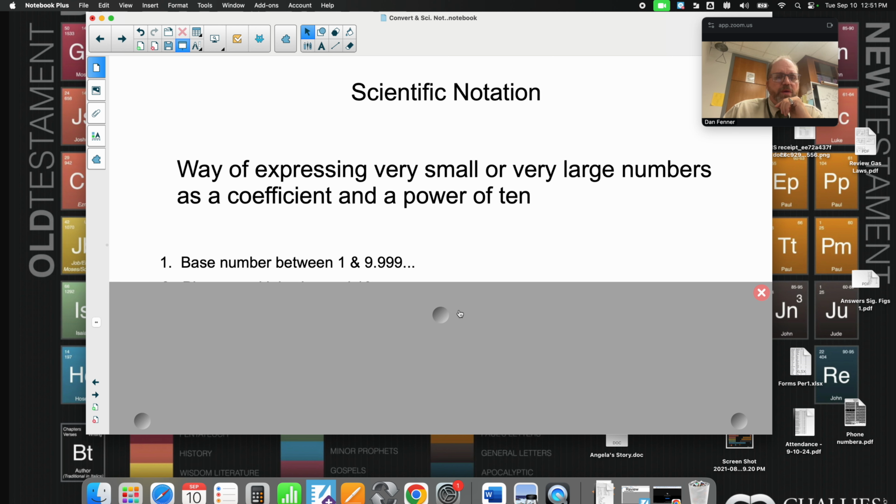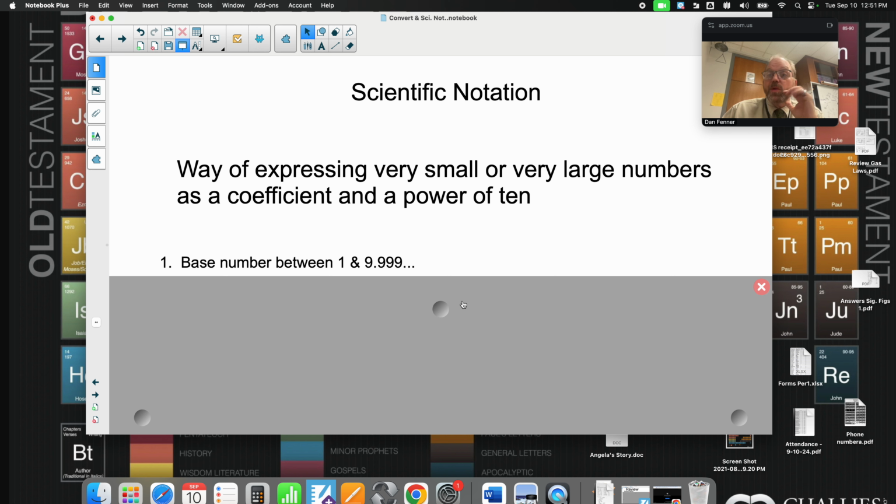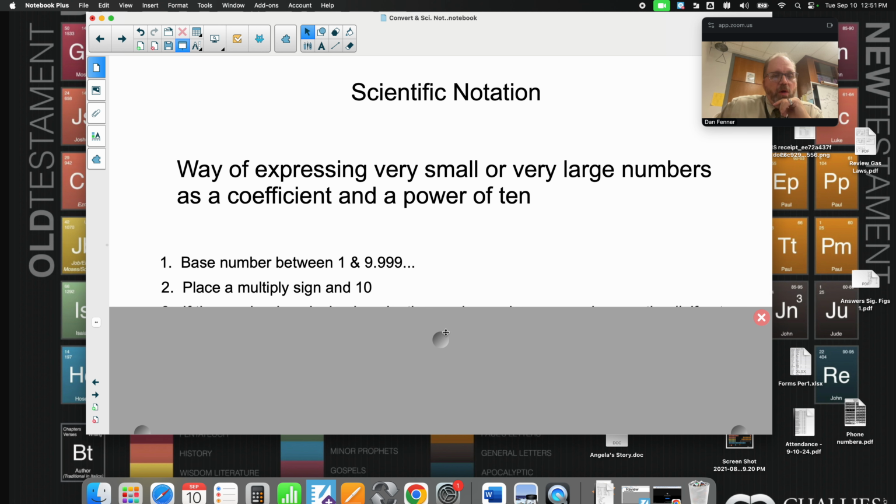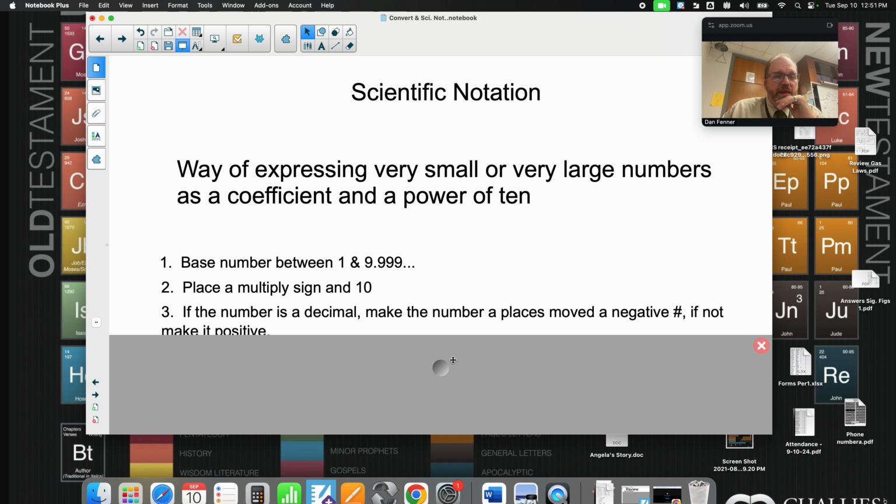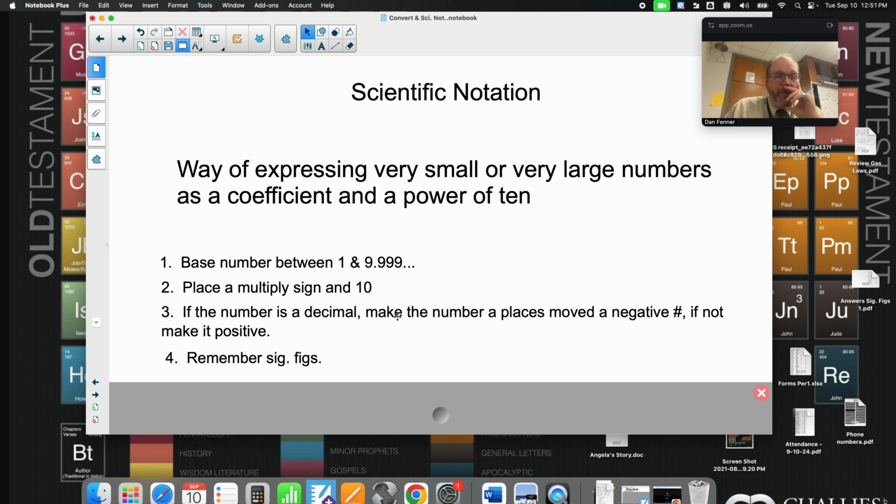So how do we do this? Well, first of all, we're going to take a base number between 1 and 9.99999. Can't be 10, can't be a decimal. It's got to be at least 1. Then we're going to take a multiply sign and a factor of 10. Now, if the number's a decimal, the new place is going to be negative. If it's not a decimal, it's going to be positive, and then remember our sig figs.